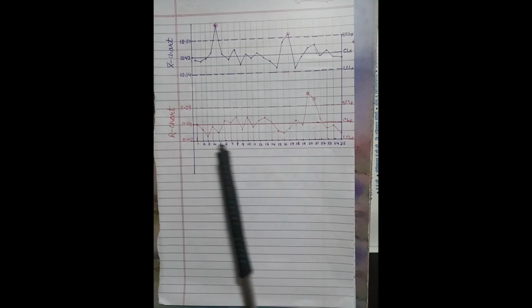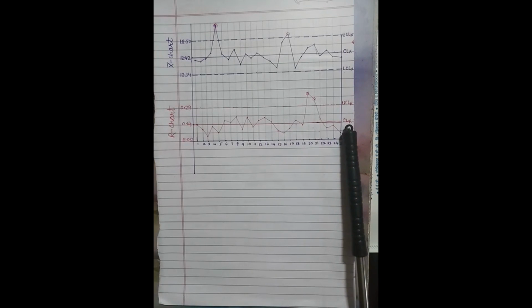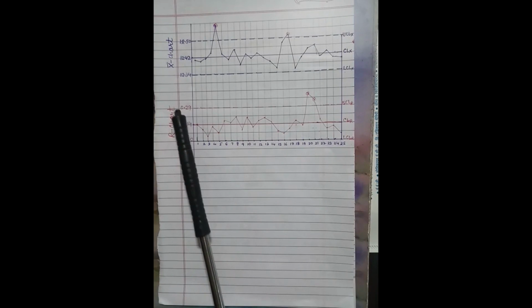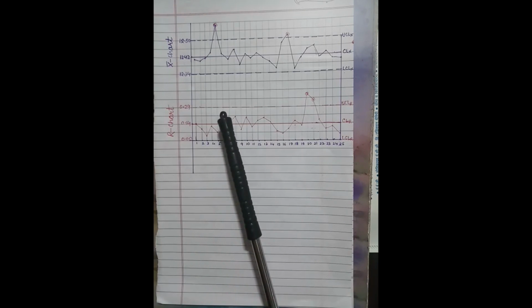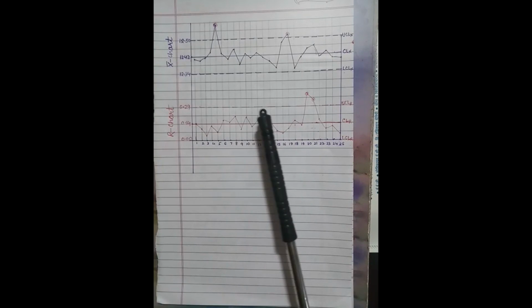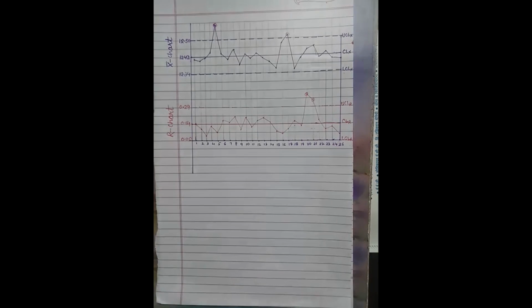Similarly for R chart, we have marked central line which indicates R bar, and we marked upper control limit which is 0.29 and lower control limit which is 0, and we marked all the ranges of each subgroup here. Here we can find 2, 20 and 21: the range is beyond upper control limit. So we have to check what was the fault behind that particular subgroup. So those samples are not acceptable.